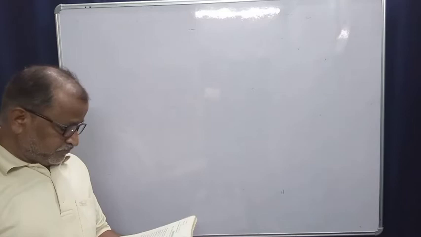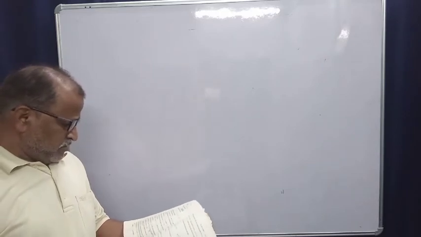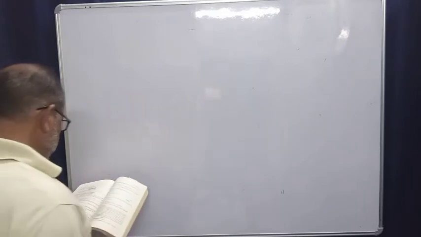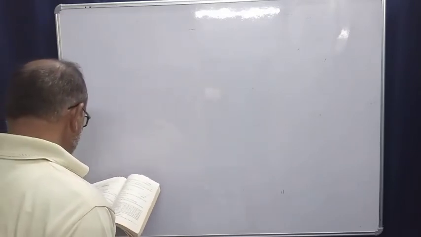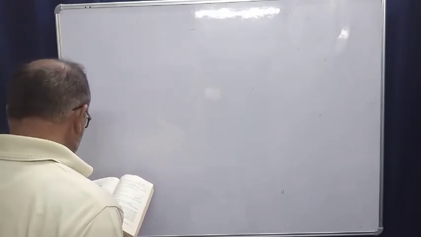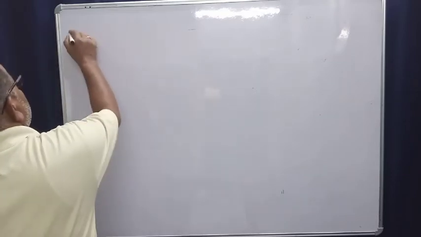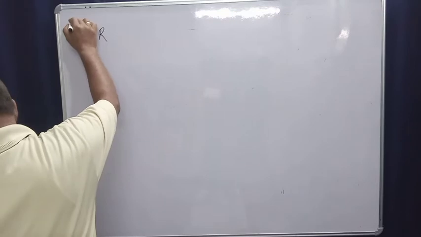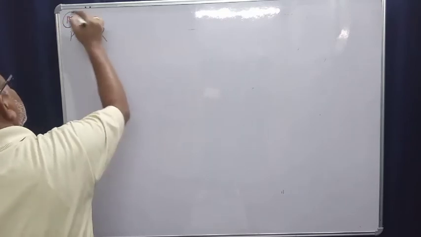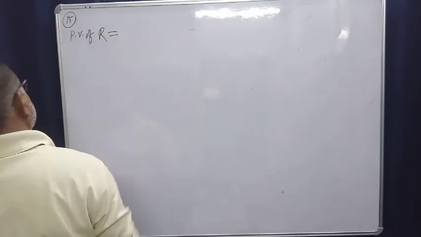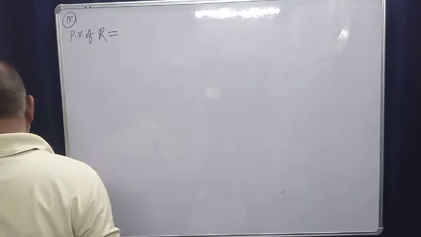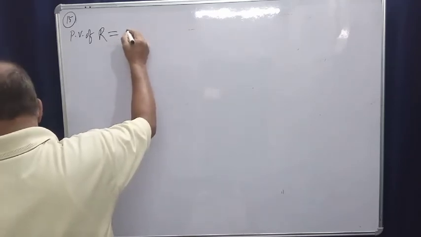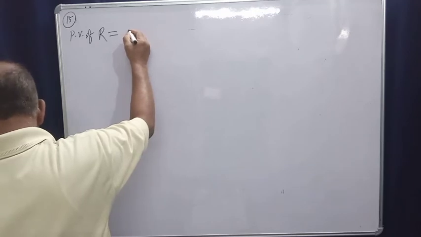Let us say question 15. Find the position vector of R, PV of R. It is question number 15. PV of R will be what? 2:1 internally. So it divides PQ, right?